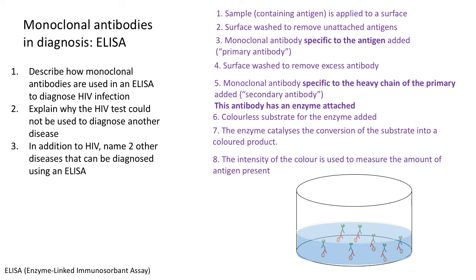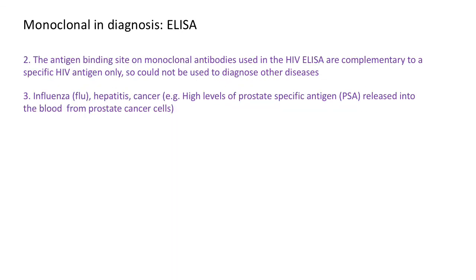So why could the HIV test not be used to diagnose another disease? And then name 2 other diseases that can be diagnosed using ELISA. Here are your answers. So obviously for question 2, because the antibodies in the ELISA are specific only for HIV, you would only be able to diagnose HIV. Any other antigens present, those antibodies will not bind to. So you couldn't use it to diagnose any other disease other than HIV.